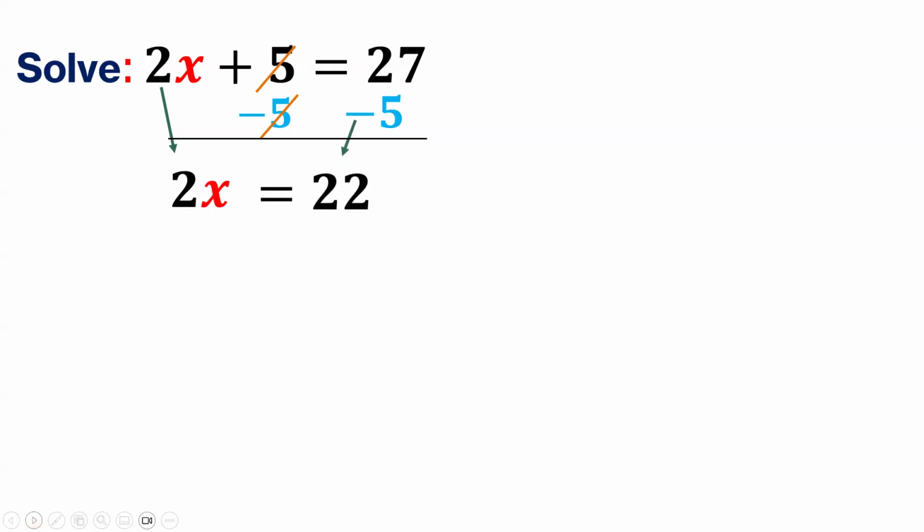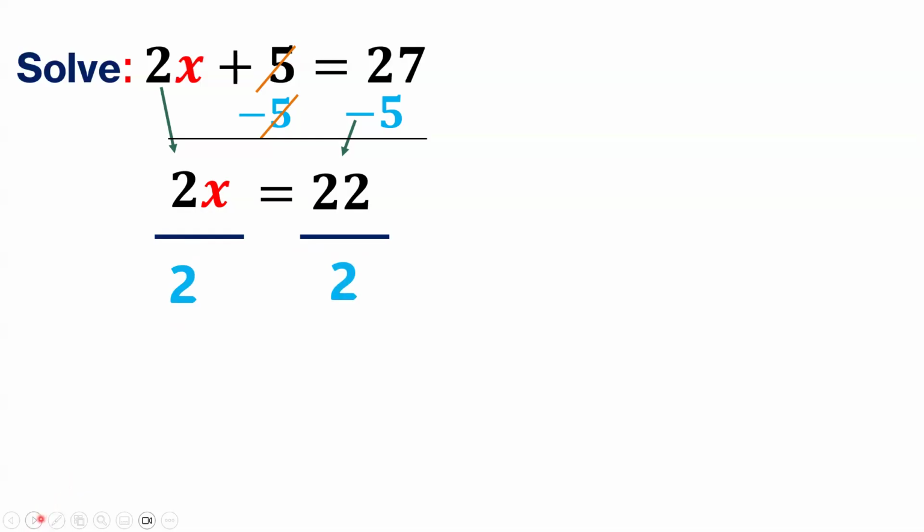Now it became a one-step equation, because here I need only to get rid of this 2 that is multiplied by x. I will also perform the opposite operation. The opposite of multiplication is division. So I have to divide the left-hand side by 2, and divide the right-hand side by 2. This slash means division. I will divide by which number? Of course, by 2, because I want to get rid of the 2. I want to isolate the x by itself.